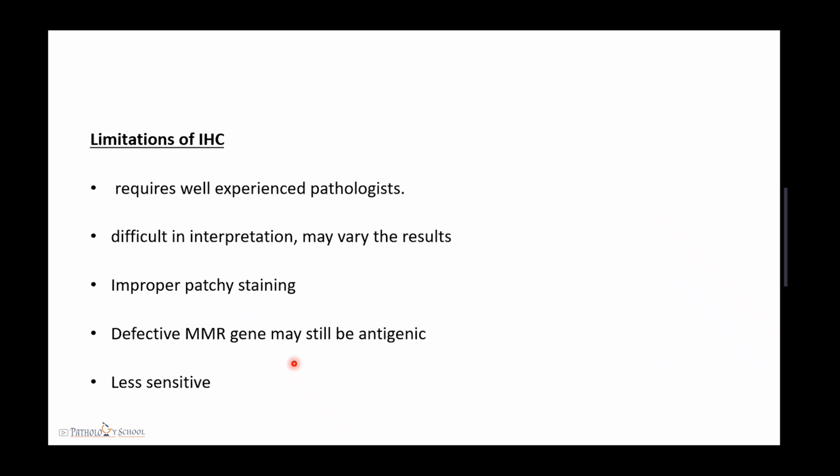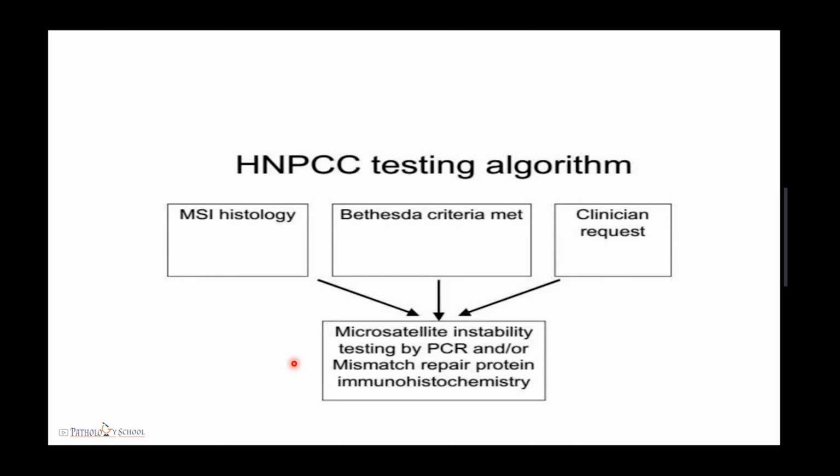MMR genes. Now, what are the limitations of IHC? It requires well-experienced pathologists. It is difficult in interpretation. Improper patchy staining, it is less sensitive. And defective MMR may still be antigenic.